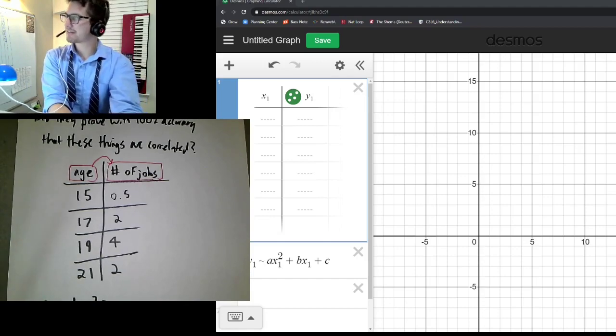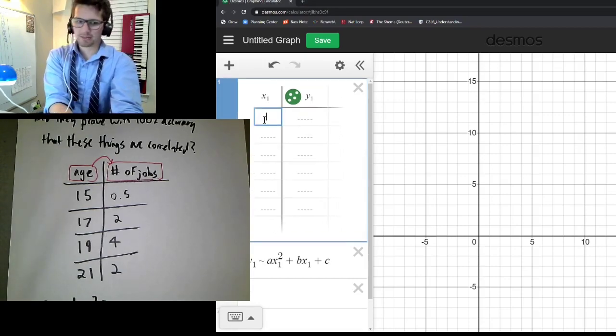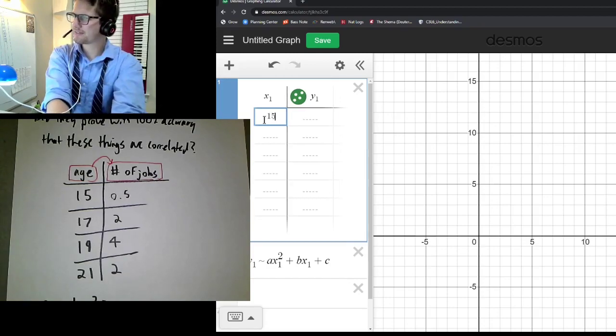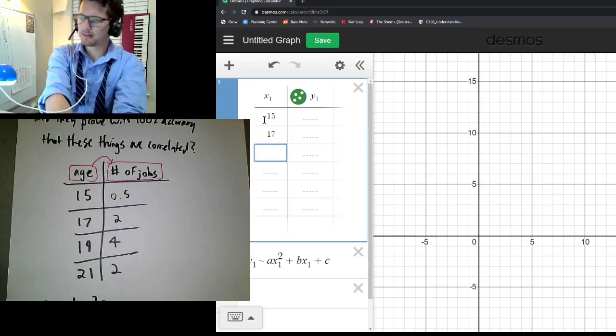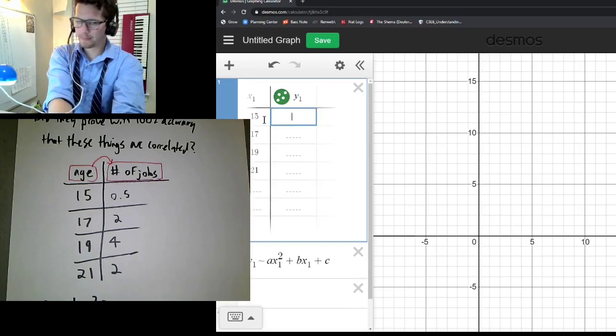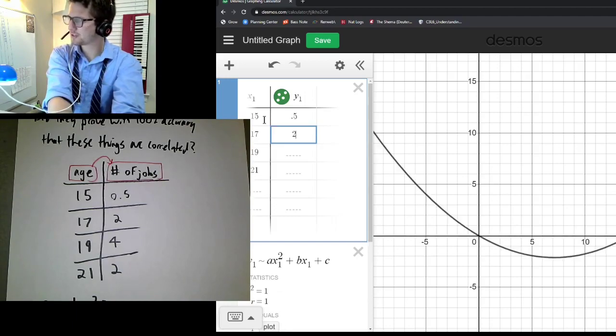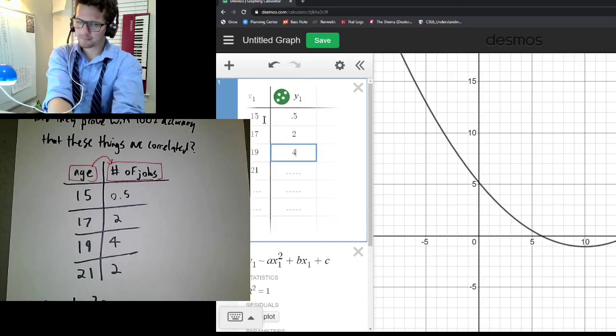So, we need to figure out if they're correlated. So that's where Desmos comes in. We're going to come to our graph, which hopefully you saved, and we're just going to plug these numbers in. For our x's, we have 15, 17, 19, and 21. And for our y values, we have half, it's trying to guess already, 2, 4, and then 2.